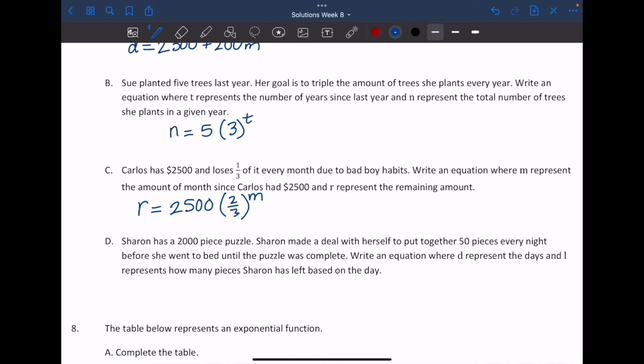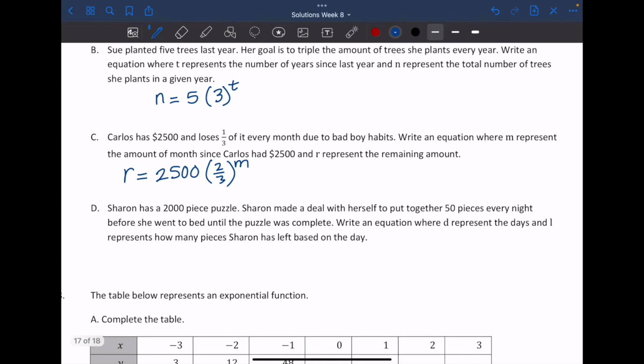Okay. And then for D, Sharon has a 2,000-piece puzzle. She put together 50 pieces every night before she went to bed until the puzzle was complete. D is the number of days. We'll say P represents the number of pieces here, just because I is such a weird variable to use there. So P represents how many pieces she has left based on the day.